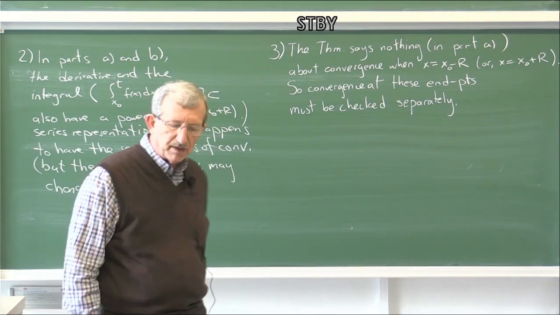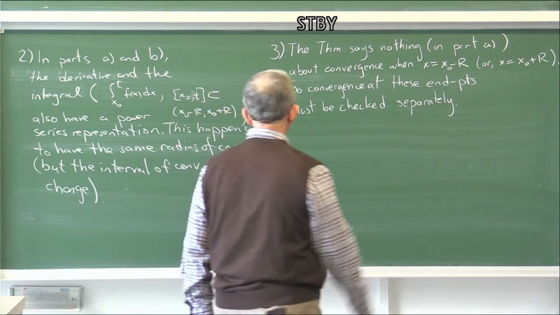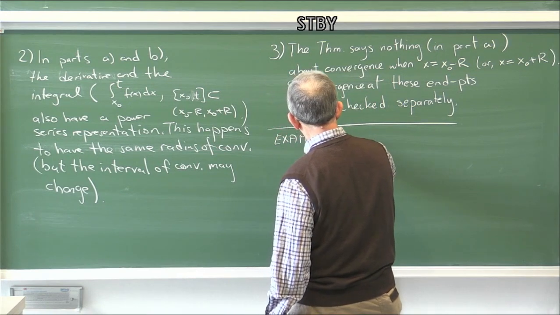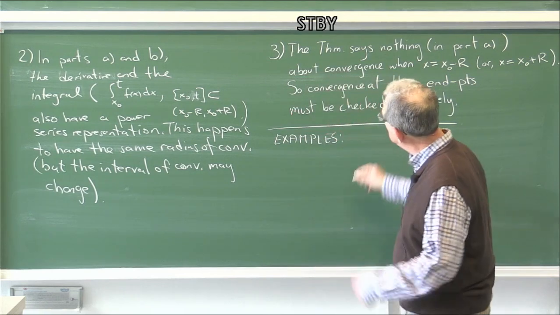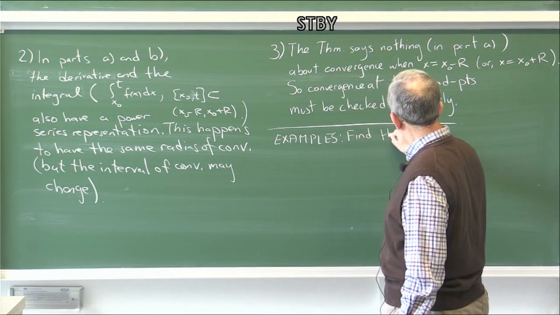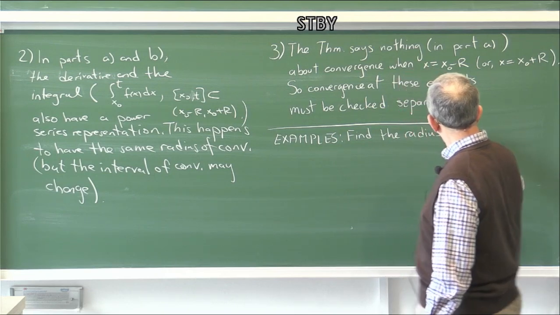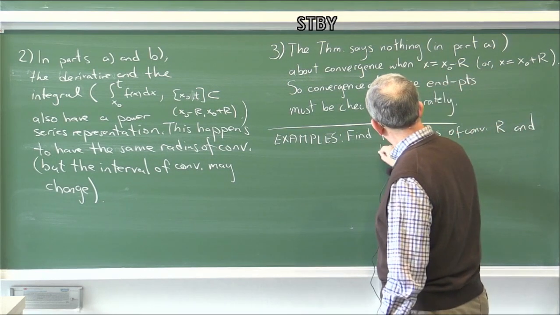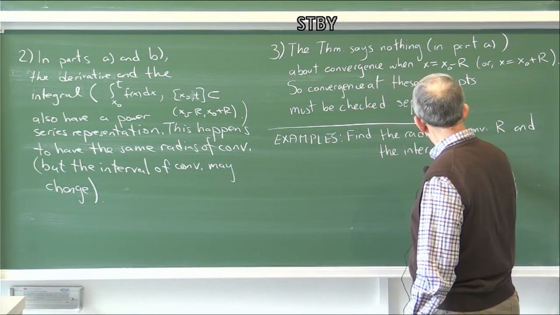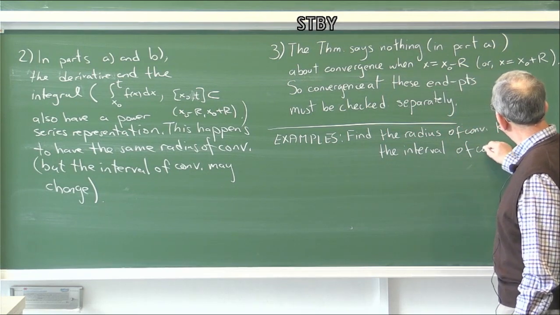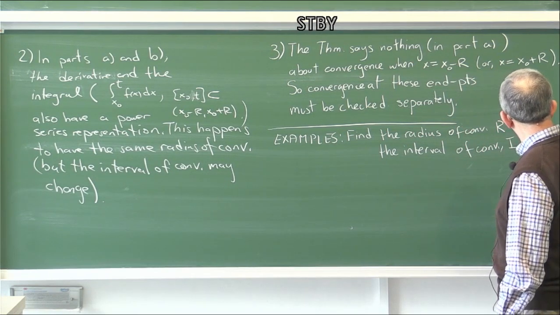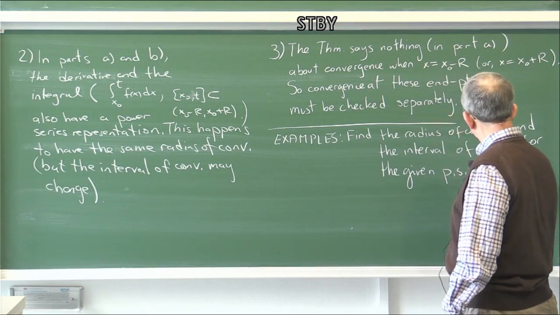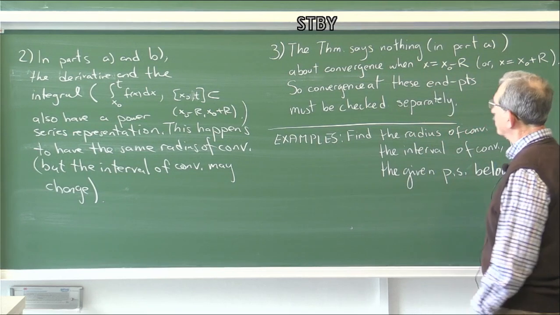Let us see some examples. The question is to find the radius of convergence R and the interval of convergence I for the given series below.